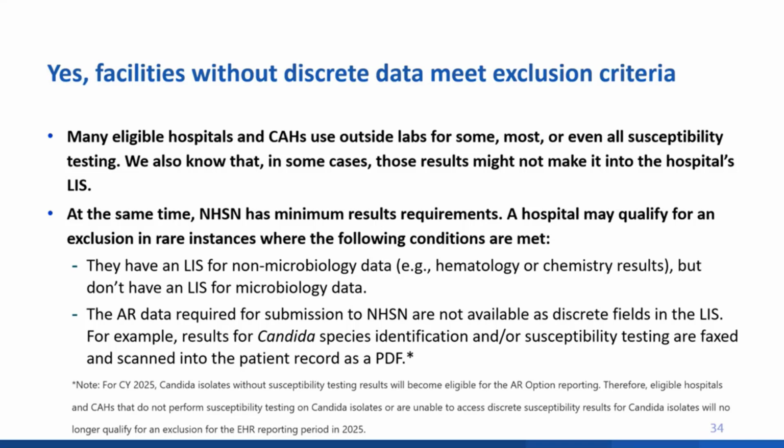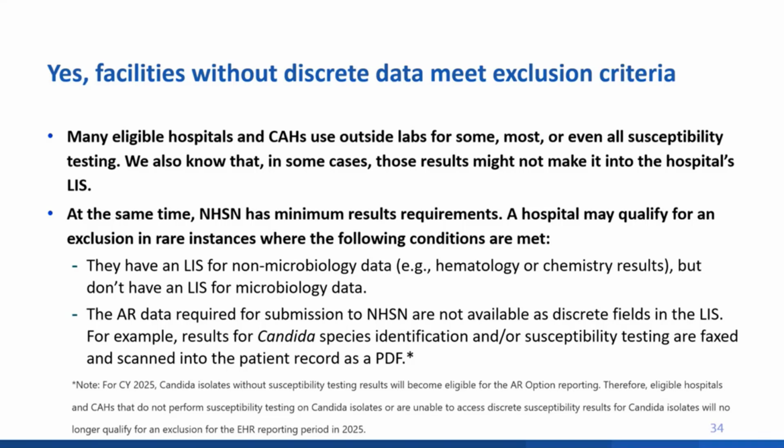Yes, facilities without discrete data meet exclusion criteria. Many eligible hospitals and critical access hospitals use outside labs for some, most, or even all susceptibility testing. We also know that in some cases, these results might not make it into the hospital's LIS. At the same time, NHSN has minimum results requirements. A hospital may qualify for an exclusion in a rare instance where the following conditions are met. They do not have an LIS for non-microbiology data, so things like hematology or chemistry results, but they don't have an LIS for microbiology data.